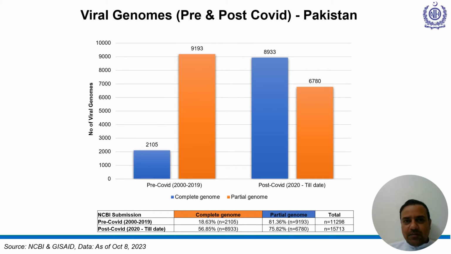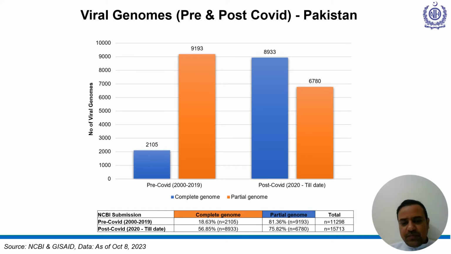So just a comparison of how whole genome sequencing or next generation sequencing has been done over the period of the last 2 decades in Pakistan. If you see, before COVID-19, around more than 2,000 whole genomes were available for viruses from Pakistan. But just during the last 3 and 3.5 years, you can see that the number of sequences deposited on global data banks has increased quite a lot.